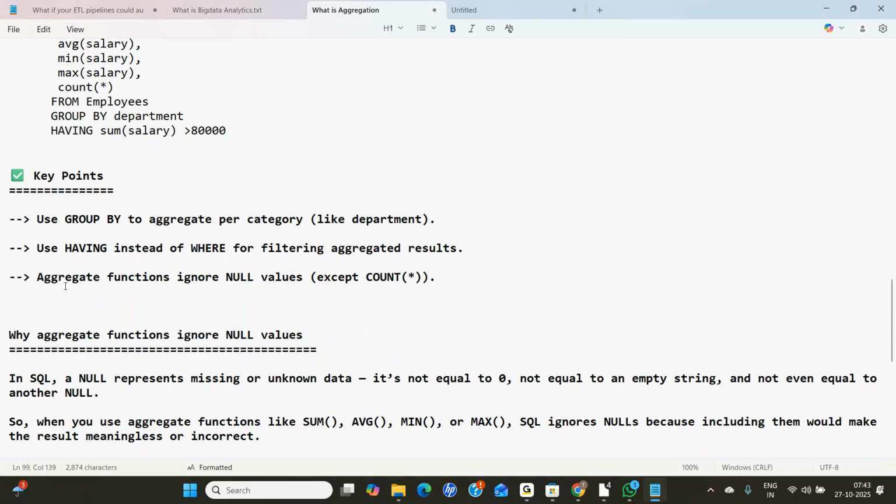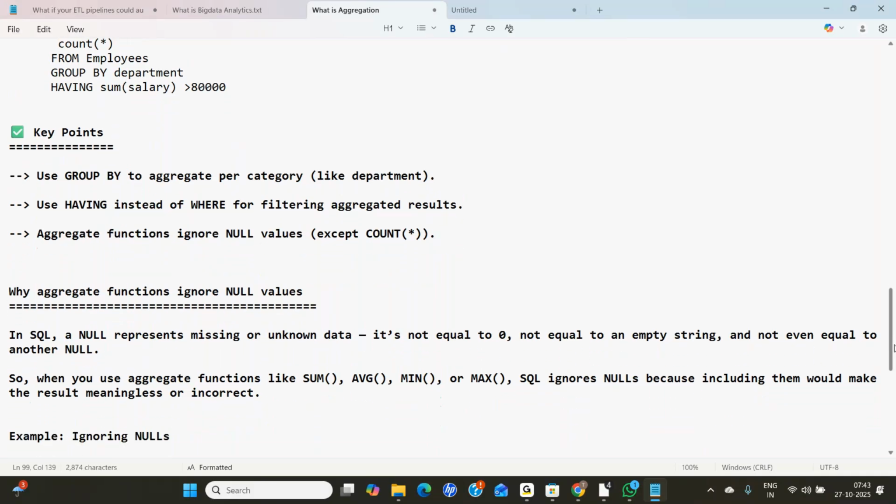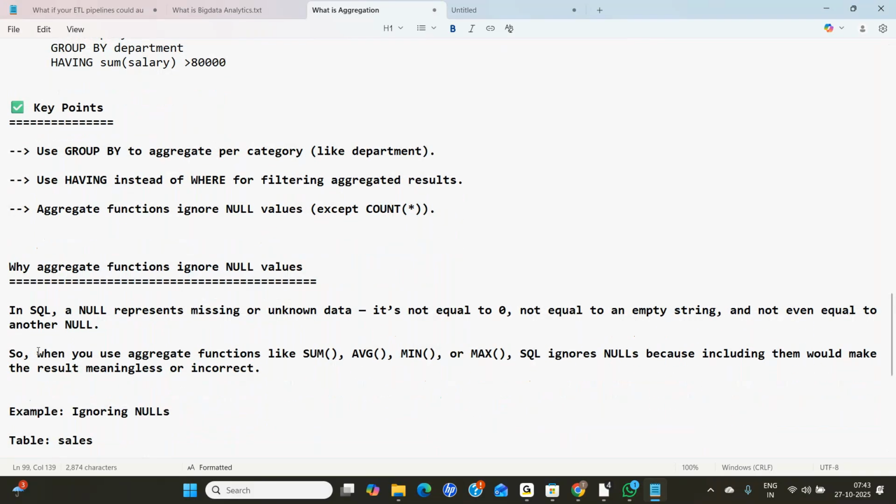What is the meaning of aggregate functions ignoring null values except count star? When you use aggregate functions like sum, average, min, and max, except count star, SQL ignores the null values, because including them would make the results meaningless and incorrect.